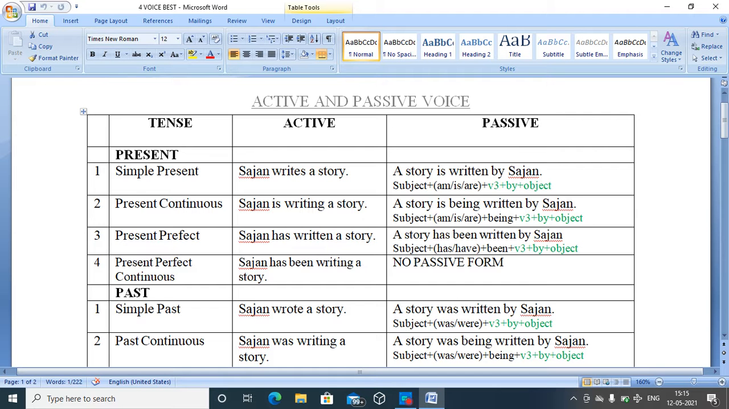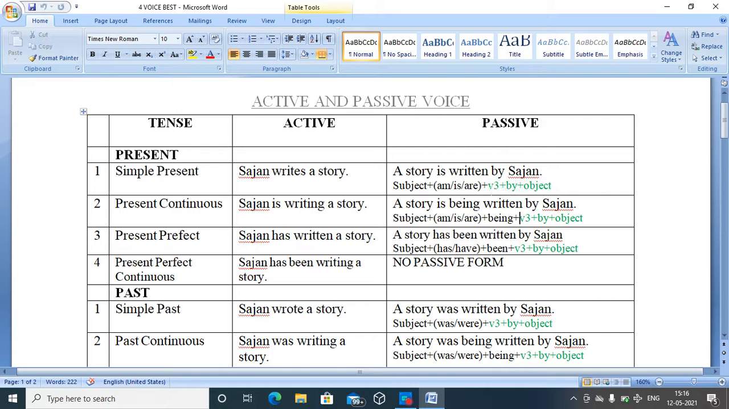So here, a story, you select from the list, actually am, is, are. From that we take is, because a story is a singular subject, we know. And I already told you, the V3 plus by plus object is the constant part. There is no change. Whichever passive form of whichever tense based sentence it may be, there is no change for this.